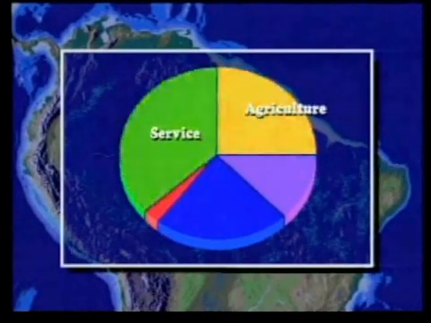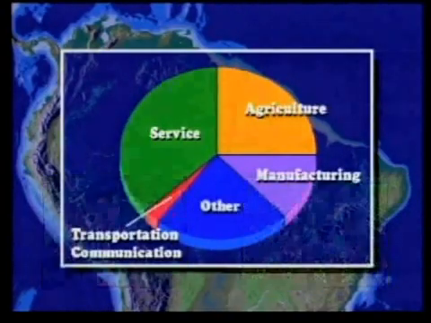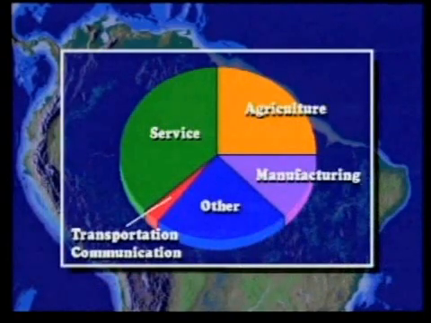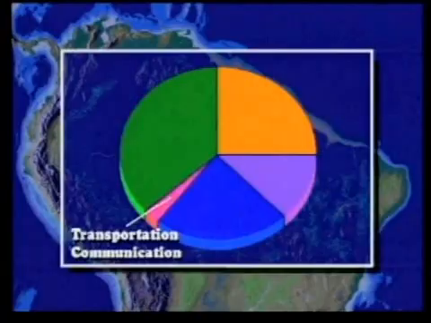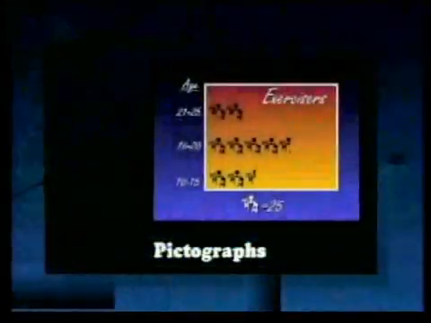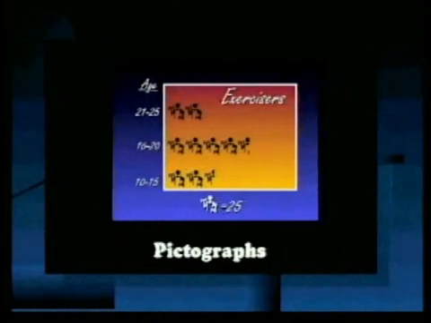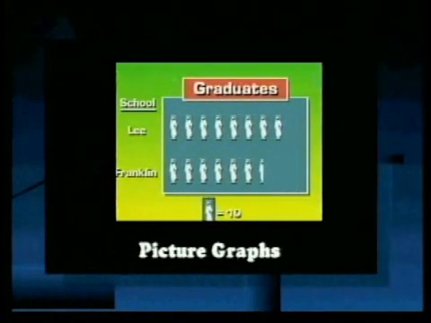Well over half of all Brazilian workers earn their livings in service jobs or in agriculture. Which occupational area has the smallest number of workers in Brazil? Obviously, transportation and communication. Pictographs are the last kind of visual device we'll discuss. Sometimes called picture graphs, they have small drawings or symbols that represent specific data.